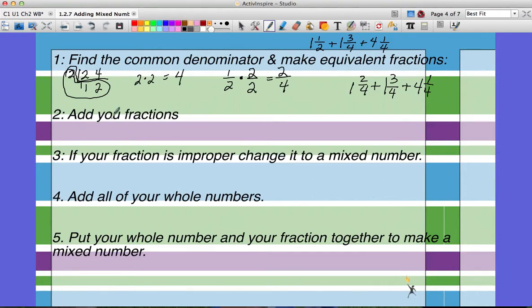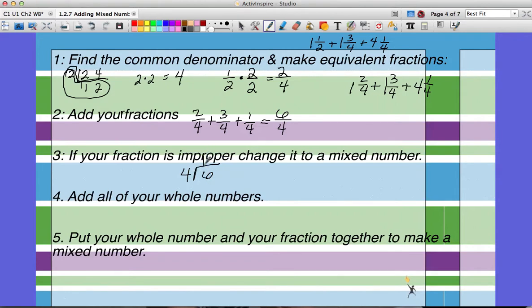Your second step is to add your fractions. So now I have 2/4 plus 3/4 plus 1/4, and that's going to give me 6/4. Because this is an improper fraction, I have to change it to a mixed number. So I have to take my 6 and divide it by 4. Oops, that's backwards. So remember, when we're setting up our problem, the fraction tips over. So 4 goes on the outside and 6 goes on the inside.